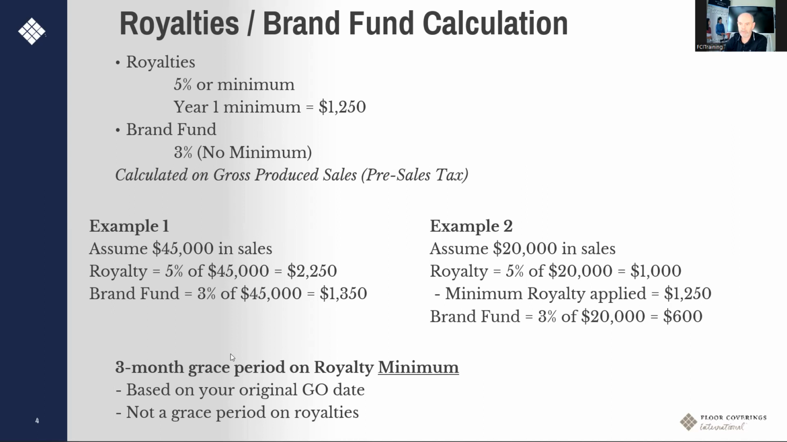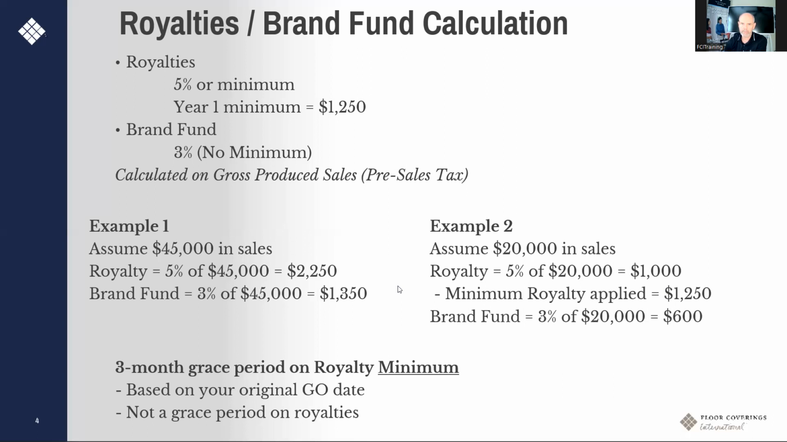And there's a 3 months grace period on the royalty minimum based on your go date. Just to be clear, it's not a grace period on royalties. So let's assume for a moment that in this example 2, they were in month 2. Well, if they were in month 2, then the minimum would not be applied and they would simply pay the $1,000, because they're still paying royalty inside the grace period. If example 2 is outside of the grace period, they're 6 months into business and have a $20,000 month, then yes, there would be the royalty minimum applied.